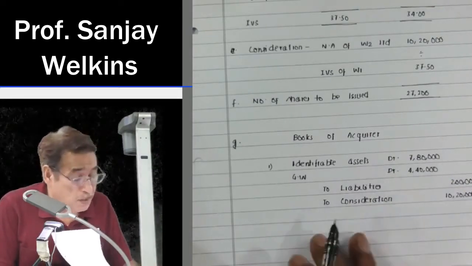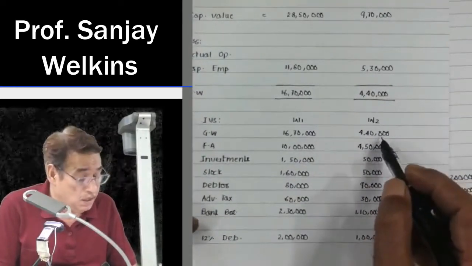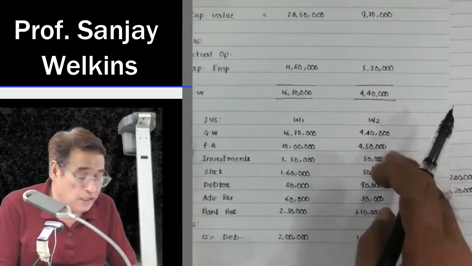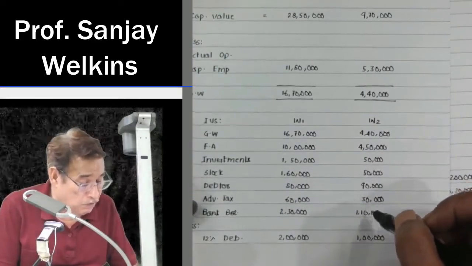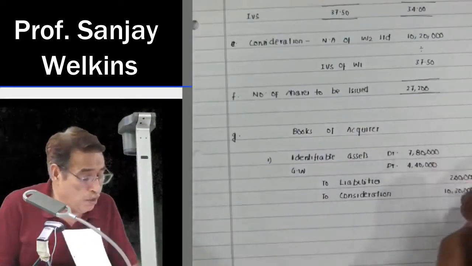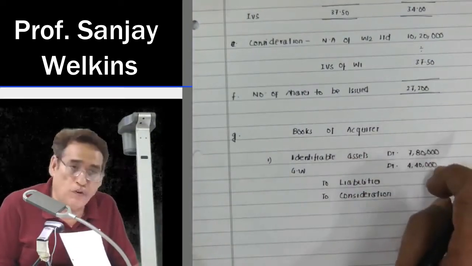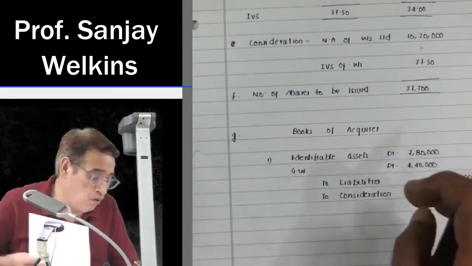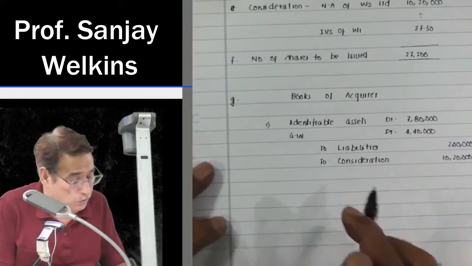What my point is, try to understand that. Suppose if I would have written all the assets separately, goodwill, fixed asset, investments, stock, debtors, advance tax and bank, then automatically both these sides would have tallied. Even that goodwill 4,40,000 would have appeared. So just to show the amount of goodwill, I took this way around.